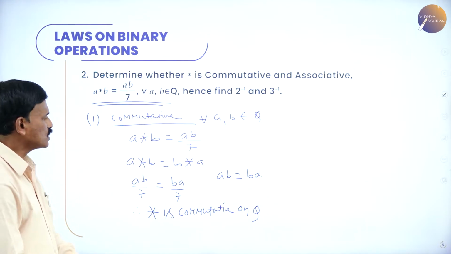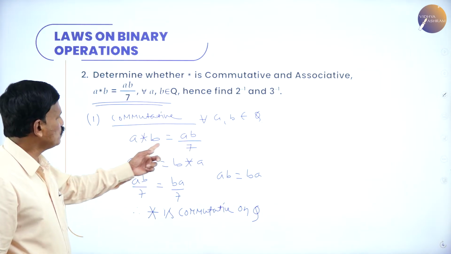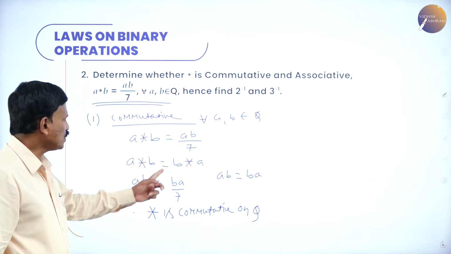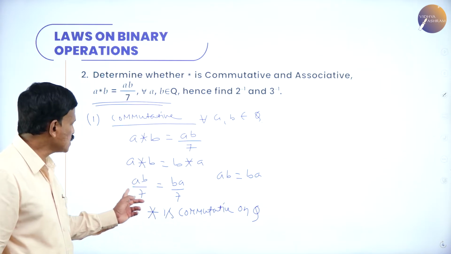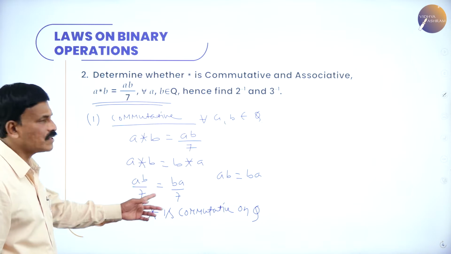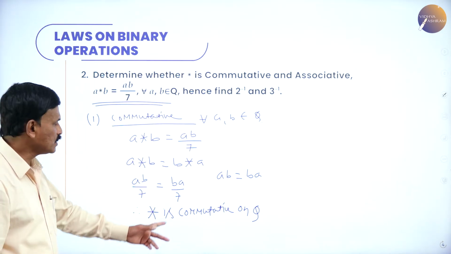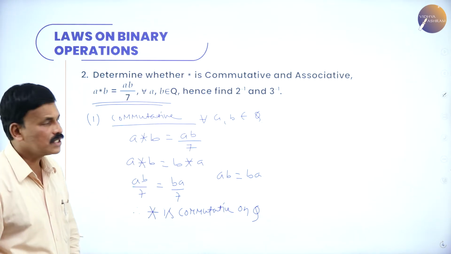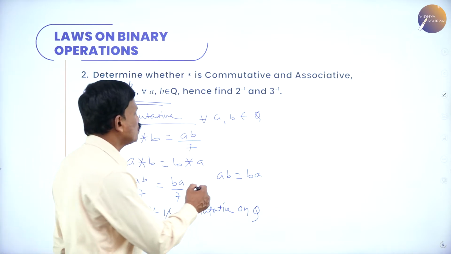That's it. See, this is a very important problem. a star b is equal to ab by 7. b star a is equal to ba by 7. Since ab is equal to ba, multiplication is commutative. So ab by 7 is also equal to ba by 7. Therefore star is commutative. Now let us find out the associative property.